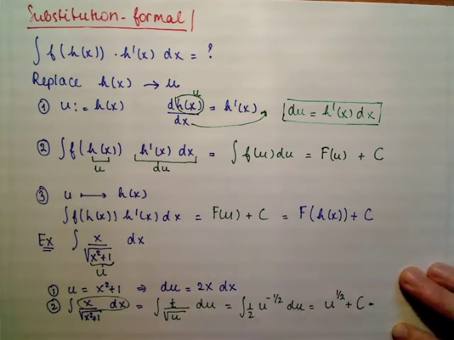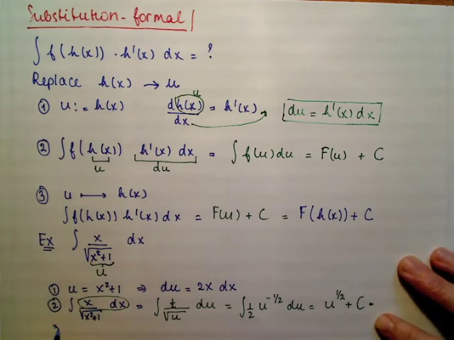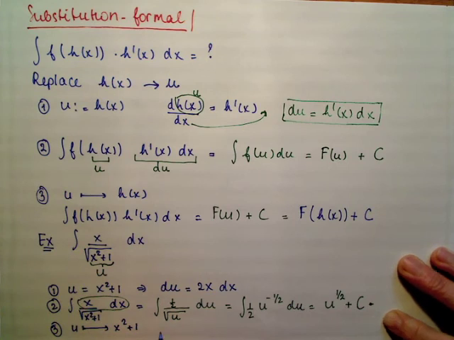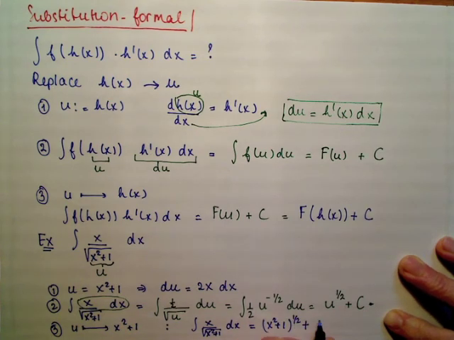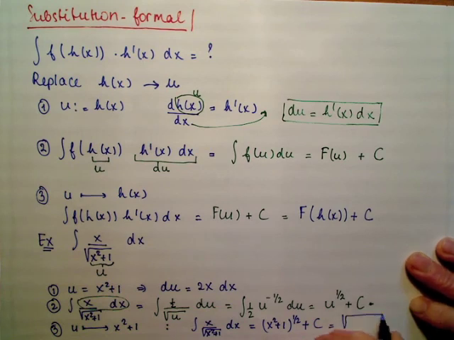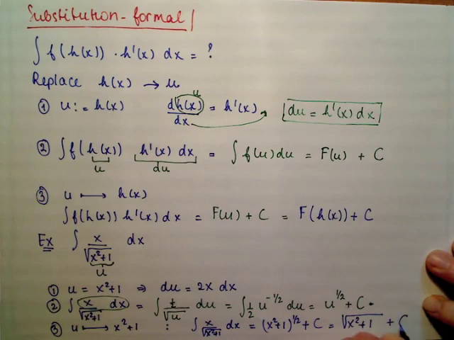And again, substituting u by x squared plus 1 back, we get that the required integral is equal to x squared plus 1 to the power 1/2 plus a constant, and if you like to write square roots, we get square root of x squared plus 1 plus a constant c.